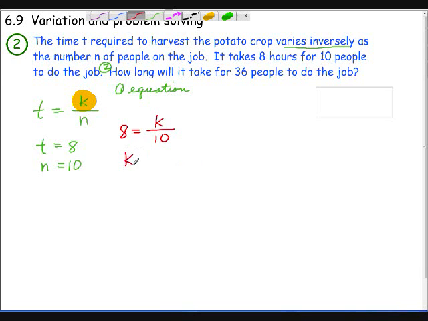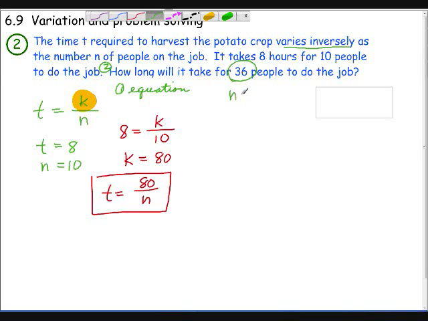Our constant of variation turns out to be 80. So that means our equation is t equals, the time equals 80 divided by the number of people. That's our equation. Now we'll go to part 2. Part 2 was how long will it take for 36 people? So when n equals 36, what will the time be? It'll be our constant of variation divided by 36.